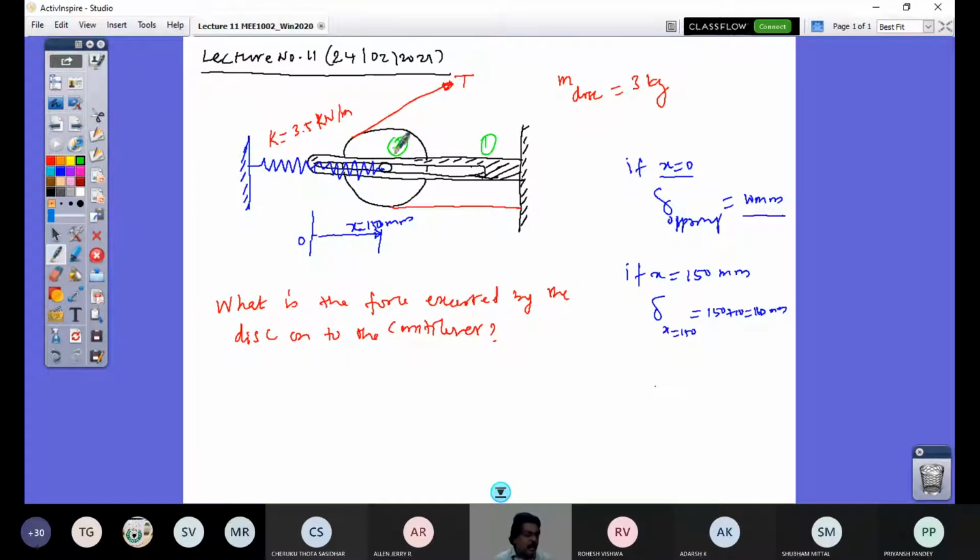And here the dimension of the disc is not given. It may not be required, as we solve the problem we'll understand. And we have another member, which is number 3, a spring. And we have another important member, an inextensible string that goes around this disc. So these are the 4 elements.